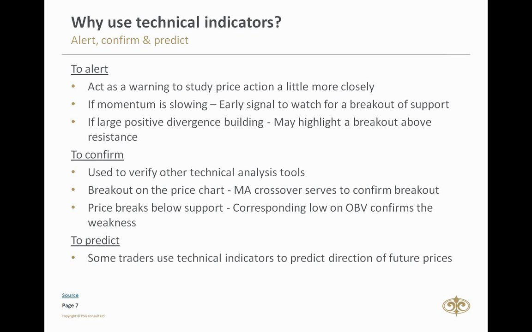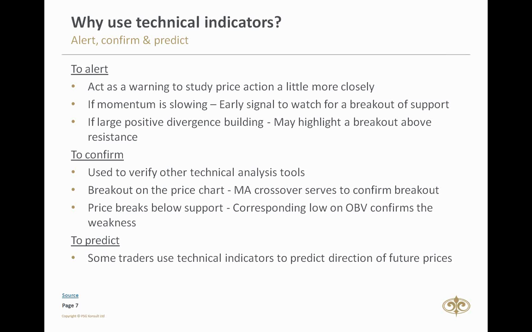So if momentum is slowing, using various technical indicators or oscillators, it's an early signal to watch out for a breakout below a support level. If there's large bullish or positive divergence building, it may highlight a breakout above a resistance level. So it helps you as a tool to anticipate where the market's going.